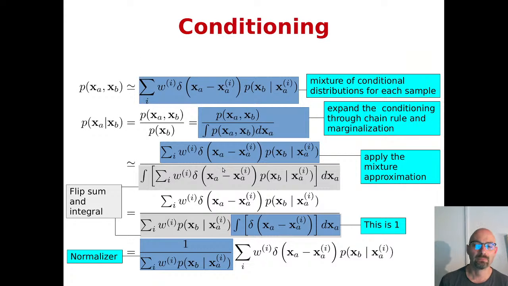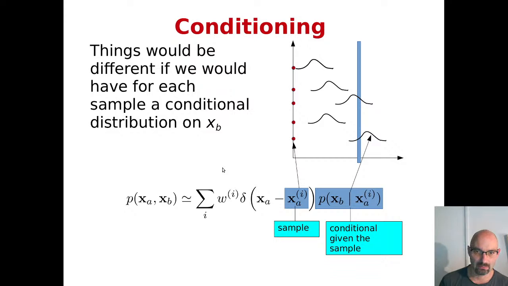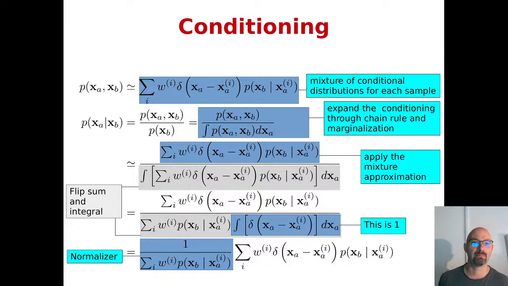Okay? Now, to come back to some derivation, here's how to do it. My input is this joint distribution, which is expressed as a sampled part and a continuous part attached to the sample. This continuous part, of course, is controlled by XA, by the sample itself.